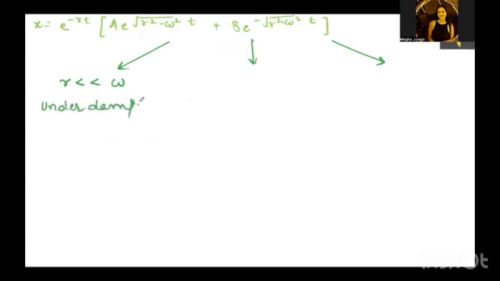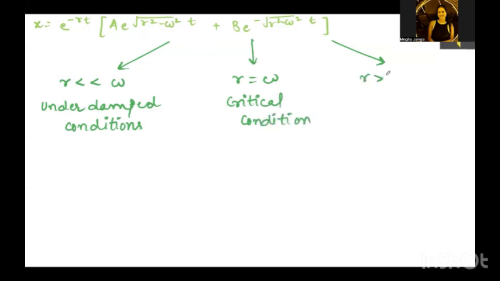Underdamped condition. So we will calculate the solutions for all these. So underdamped, and the next one is going to be, now if in case R is equivalent to omega, then it is termed as critical condition. Critical condition. And similarly, if in case the value of R is very, very greater than omega, that means initial frequency, then this condition is termed as overdamped condition.